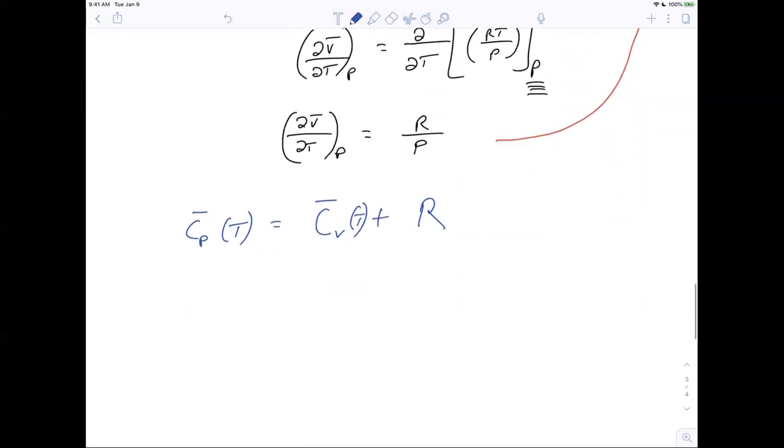And in fact, for an ideal gas, it turns out that Cp is only a function of temperature, as is Cv. It doesn't depend on any other variable.